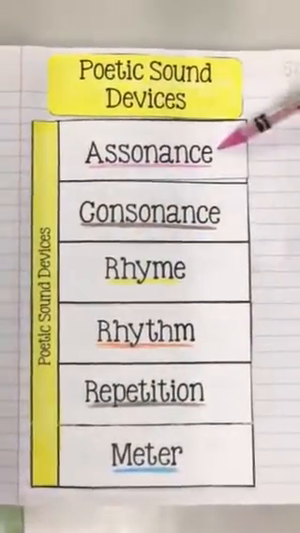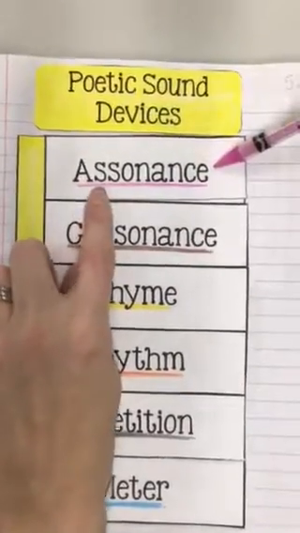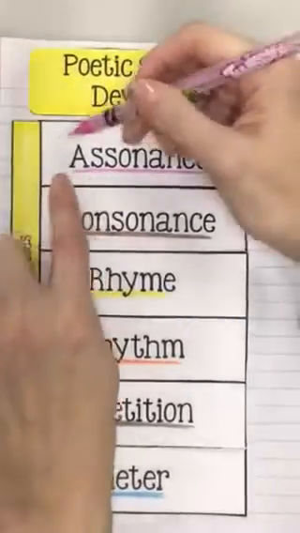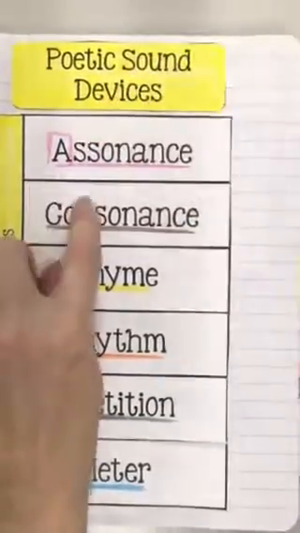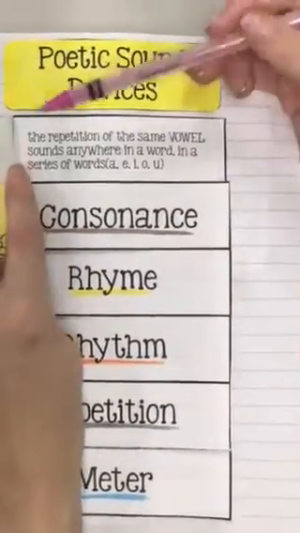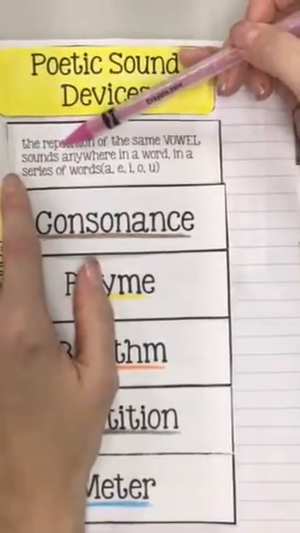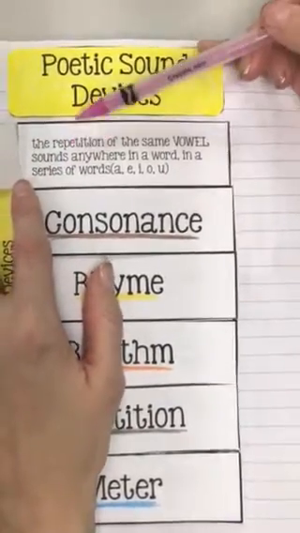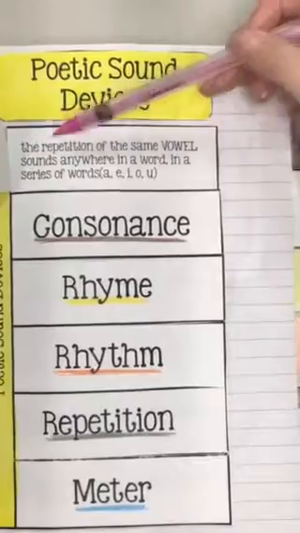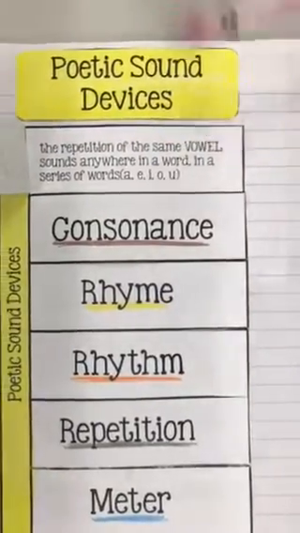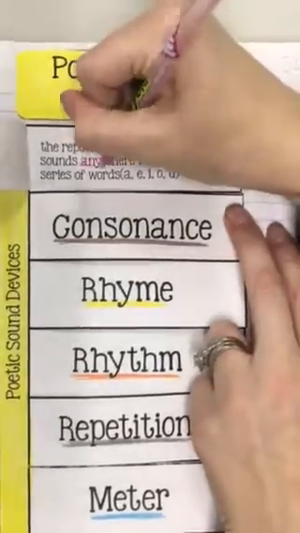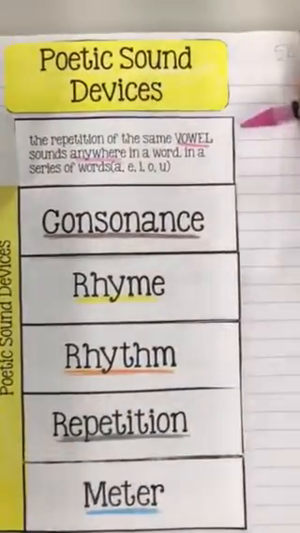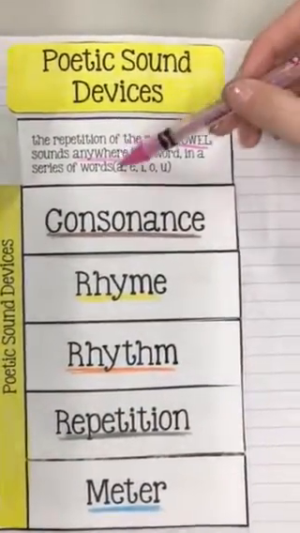So we're going to start with assonance, and I always kind of give myself a clue. It starts with an A, which is a vowel, and that is part of its definition. So this is the repetition, and repetition means to repeat. So the repetition of the same vowel sound anywhere in a word, in a series of words. And then we wrote vowels.